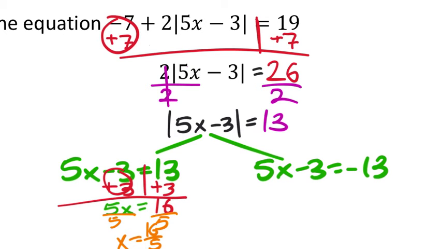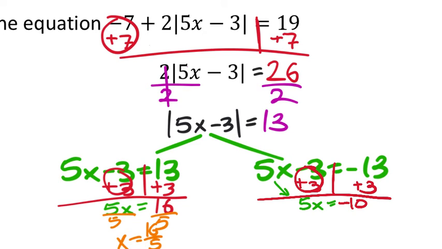Looks like. And then the one on the right, same thing. Add 3 to both sides, just like we did before. But yeah, it's going to change it a little bit. Now my 5x equals -10. Then divide both sides by 5 makes x equal -2 right there, okay?